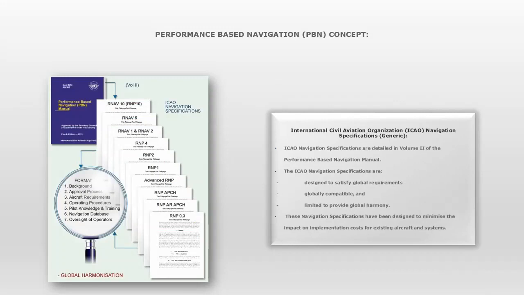International Civil Aviation Organization, ICAO, navigation specifications, generic. ICAO navigation specifications are detailed in Volume 2 of the Performance-Based Navigation Manual. The ICAO navigation specifications are designed to satisfy global requirements, globally compatible, and limited to provide global harmony. These navigation specifications have been designed to minimize the impact on implementation costs for existing aircraft and systems.